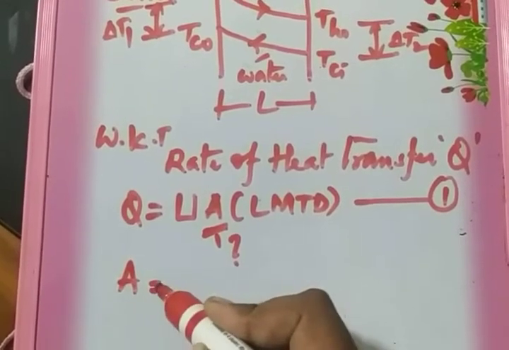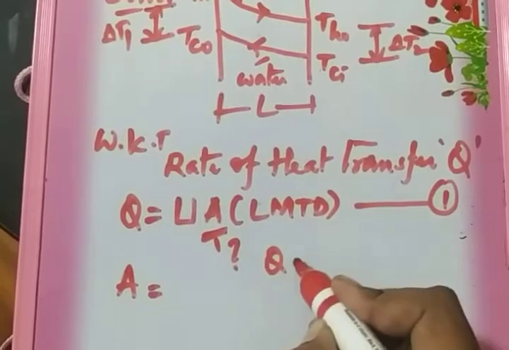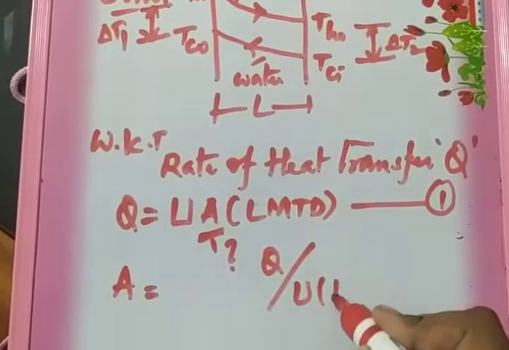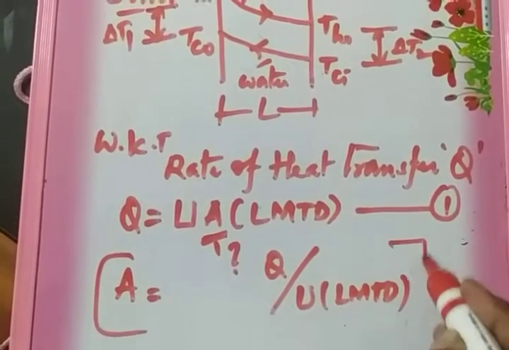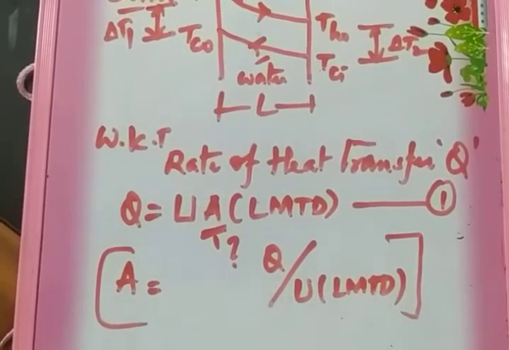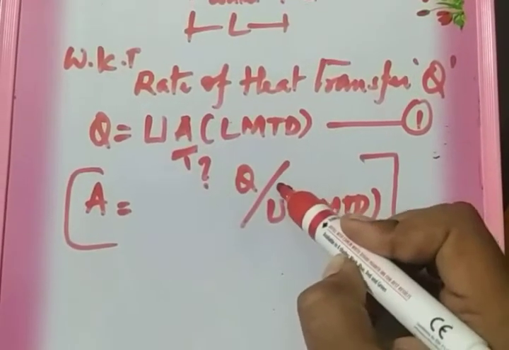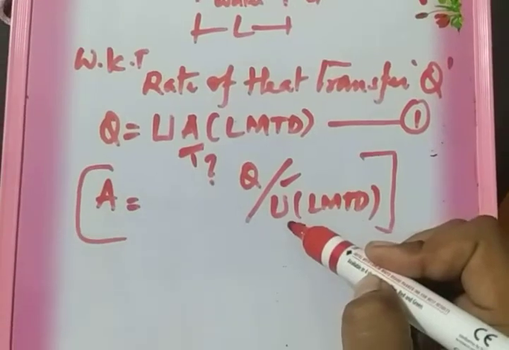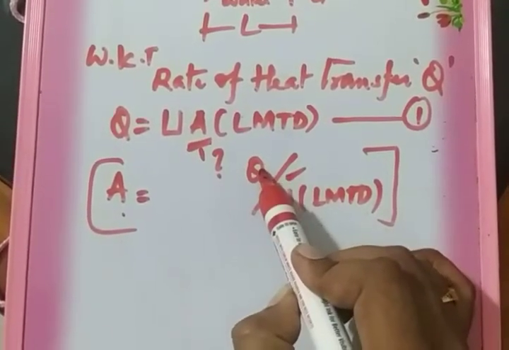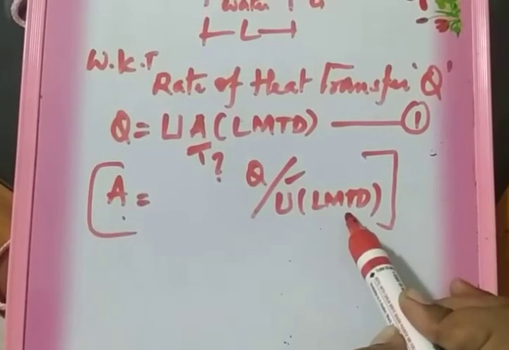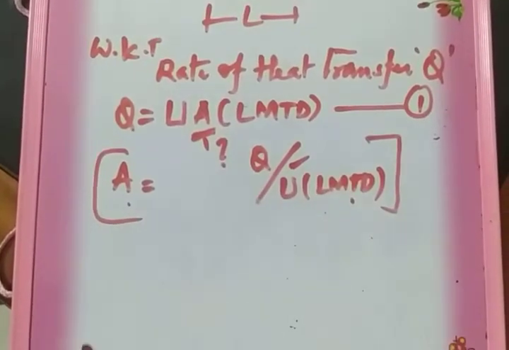We want to calculate area. So area is equal to, bringing the other terms to this side, Q divided by U into LMTD. So area is given by Q divided by U into LMTD. Now see this expression, we know the value of U, which is already given in the problem. To calculate area, we should first calculate Q, and we should also calculate LMTD. Correct? Let us see how we can calculate Q and LMTD.